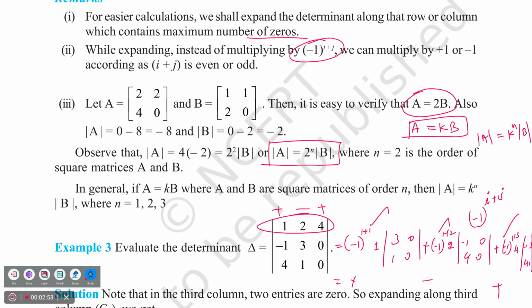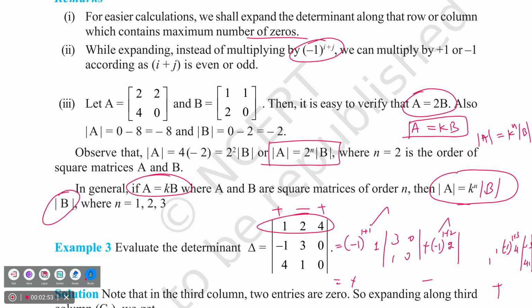Very important MCQ. In general, they gave modulus B here. If A is equal to KB, then the determinant of A is equal to K power n into determinant B. This you have to use. Understand? Very important. The determinant B is given below. But see, the n value is only 1, 2, 3.